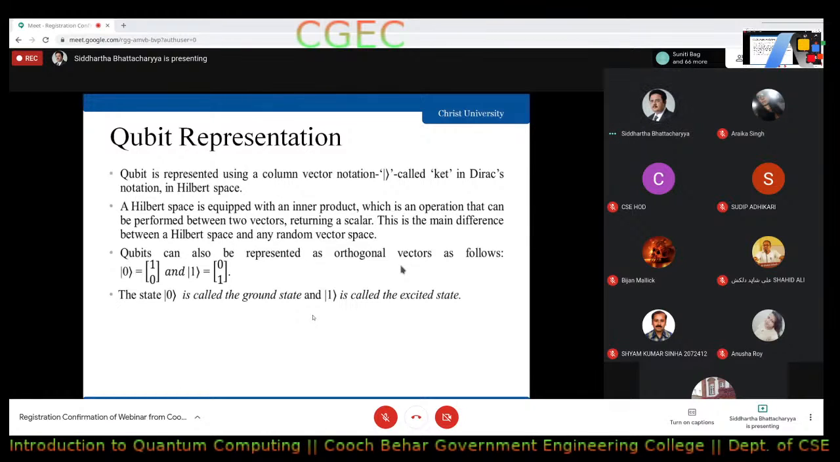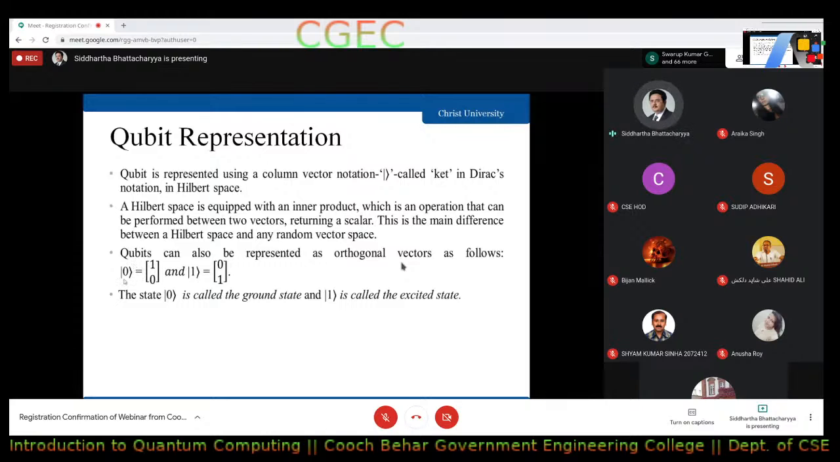Okay. Now, similarly, if you go for expressing the qubits in the form of vectors, you will see 0 state can be represented in this column vector form 1, 0, and 1 state can be represented as 0, 1. So these are the vector notation for these states.